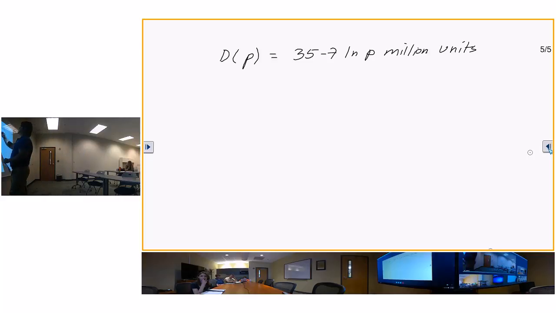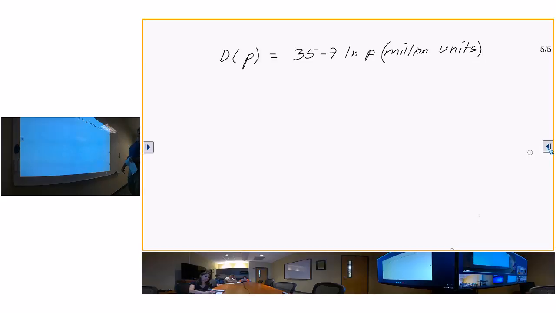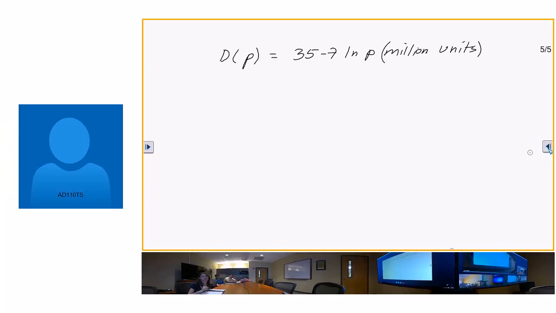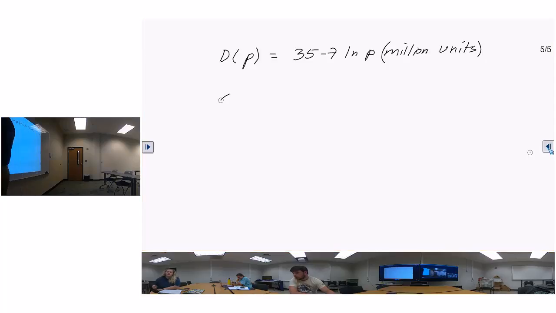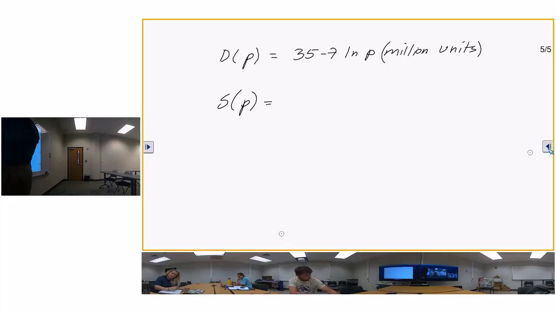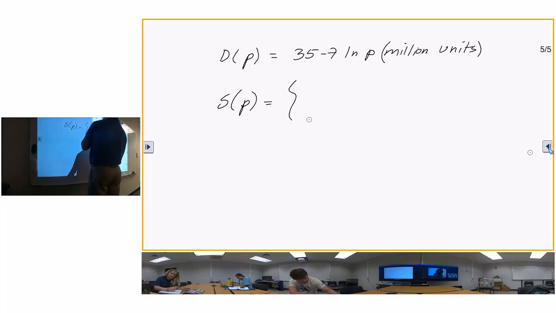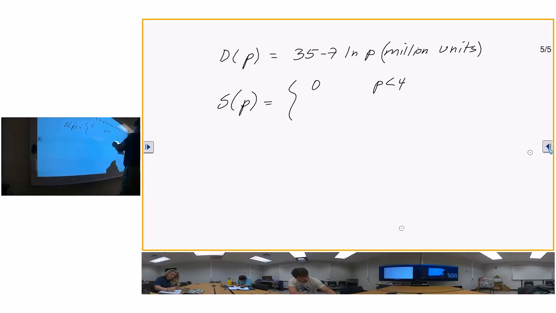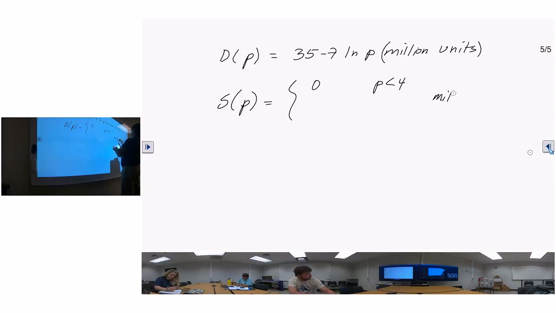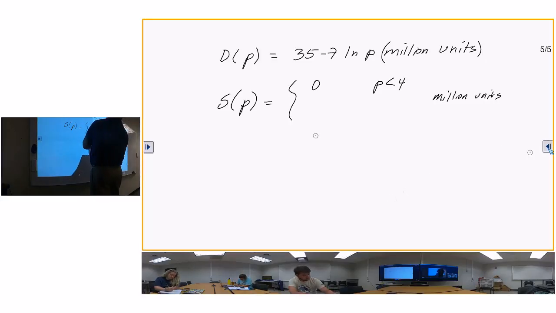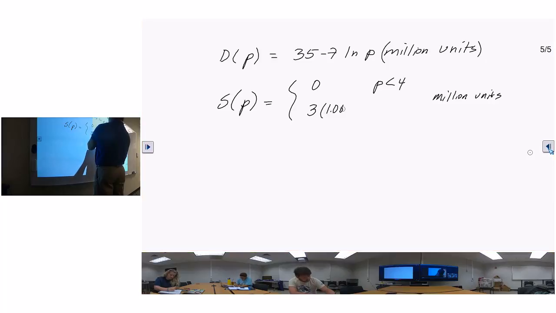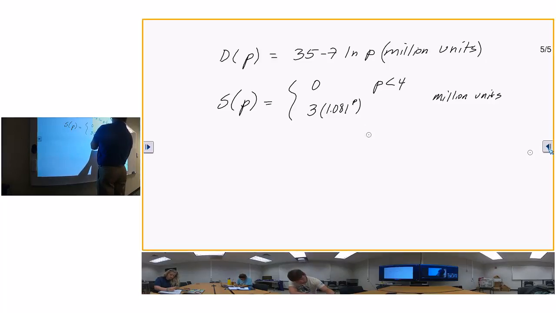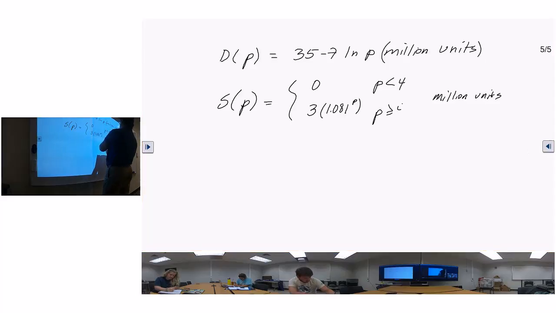So I would probably put this right here. The supply is equal to 0 at P less than 4. I think we did one like this, did we not? And 3 times 1.081 to the P power for P greater than or equal to 4.